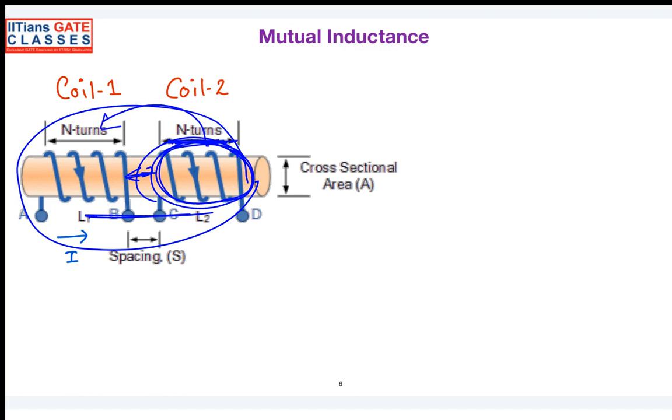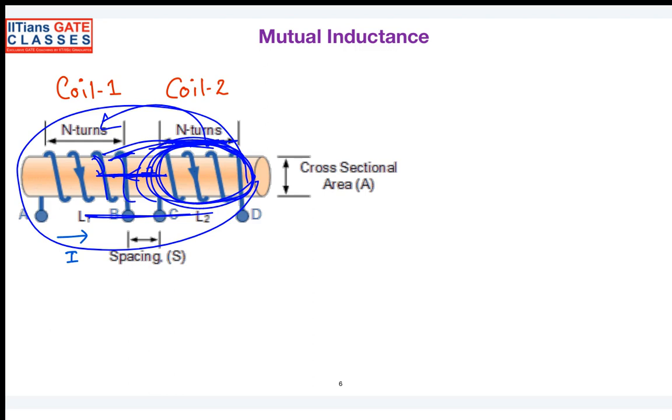Even if no current flows in the first coil. No, if there is no current, there is no flux. There is no concept. These concepts all come only when there is a current flow. So whenever there is a current flow, only then is the flux created. So whatever flux is generated in this core, because these two are nearby, some amount of the flux will also get coupled onto these wires which are nearby.